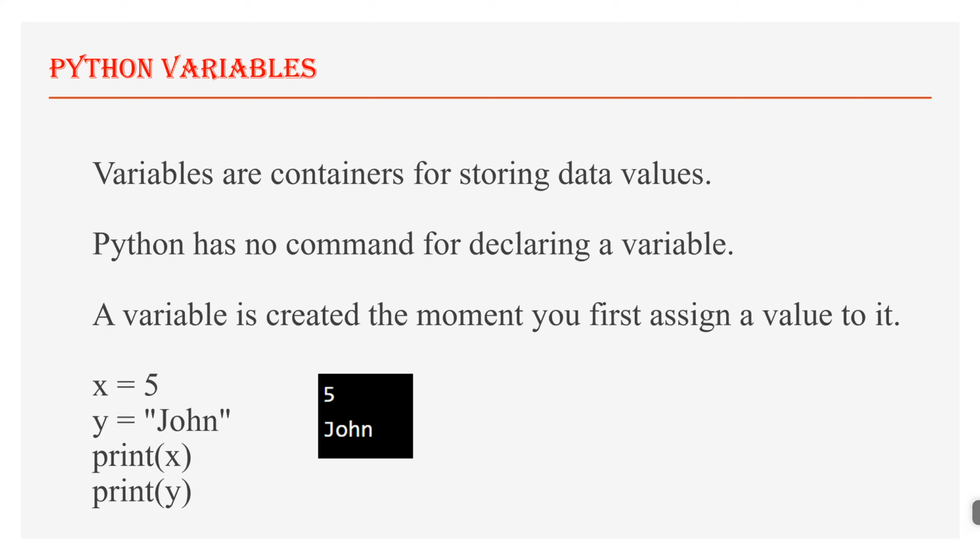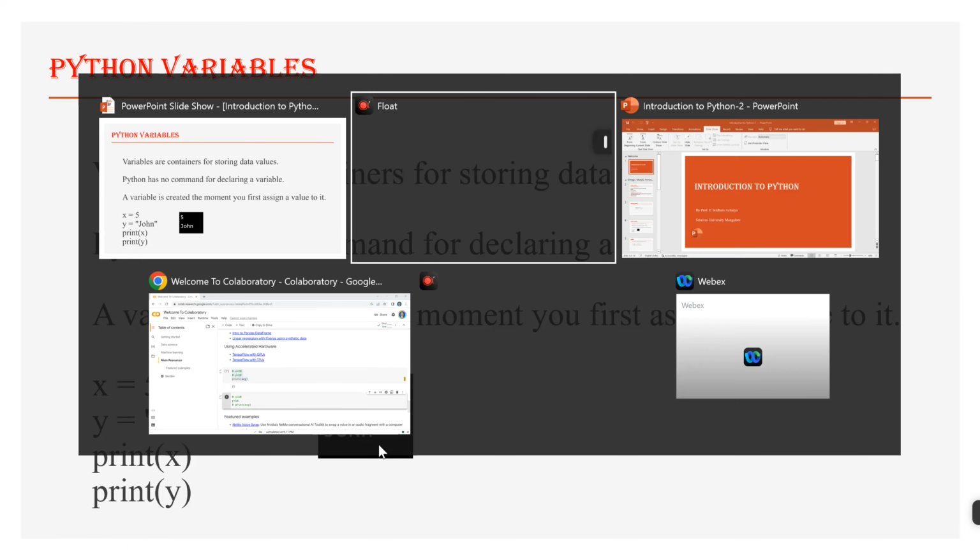But in Python, there is no such command, there is no such concept of declaring the variables. Straight away you use the variables to assign the value to it. A very simple example is given. x is equal to 5, y is equal to John, print x, 5 will be printed, print y, John will be printed. Let's try this out.